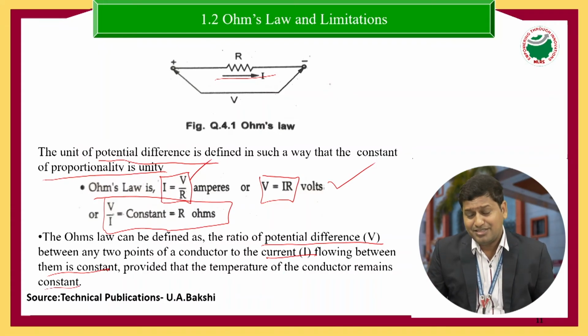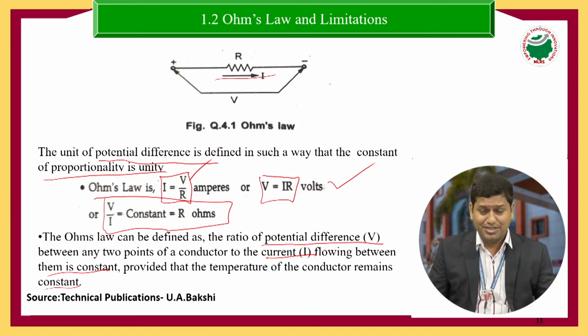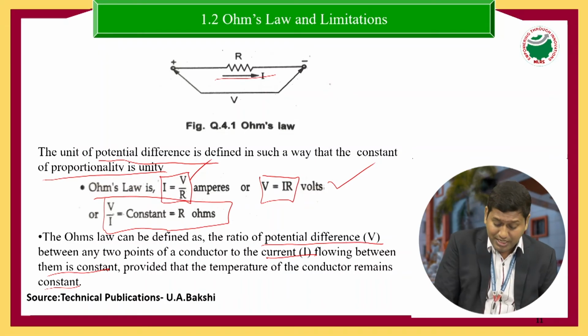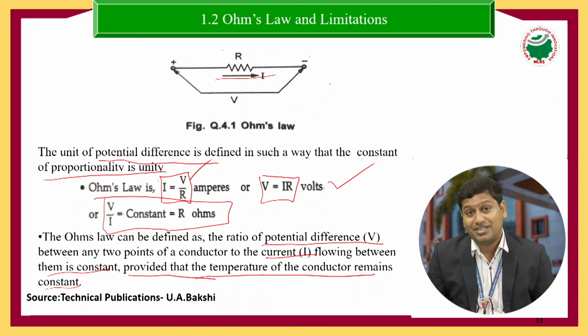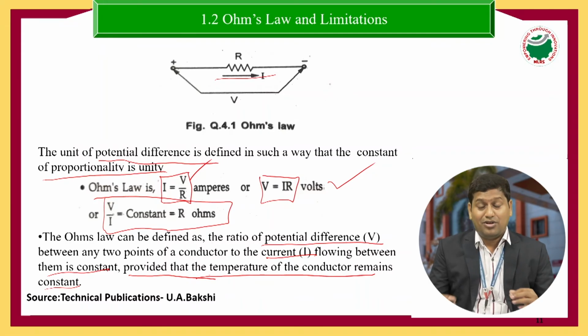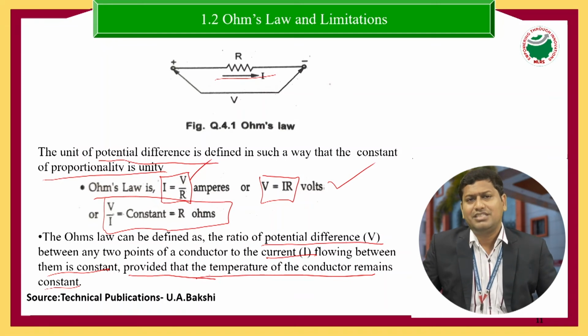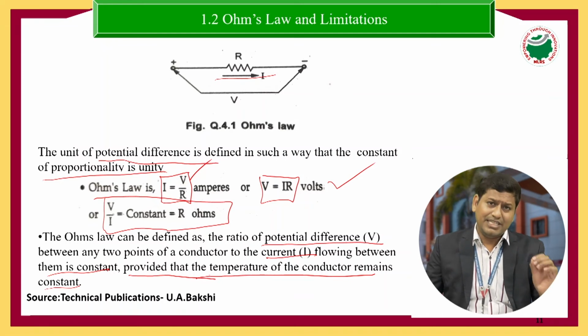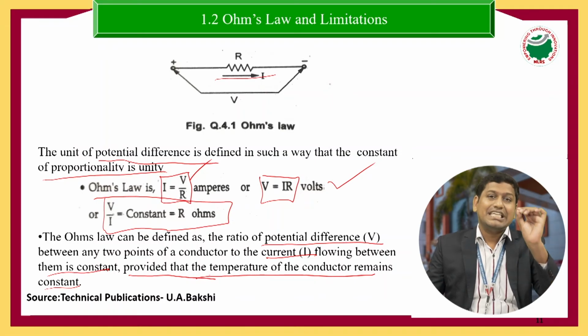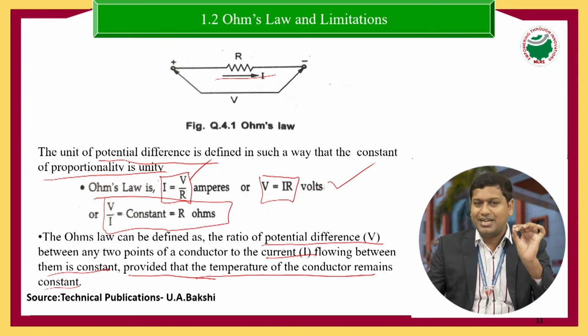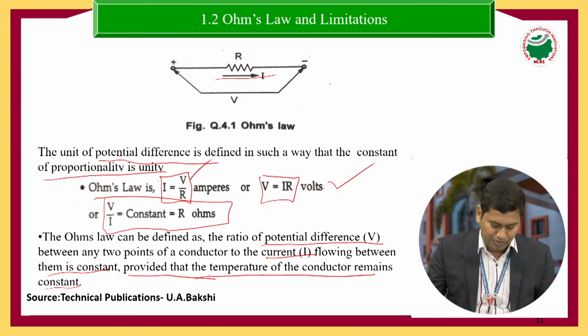Initially I told you something is unwritten, something is unlistened. The point to be noted is that it is provided the temperature of the conductor remains constant. I am saying that the context of whatever this Ohm's law tells us is that it is to be operated at a constant temperature. If we do not utter the words constant temperature, then the complete definition is going to be useless.